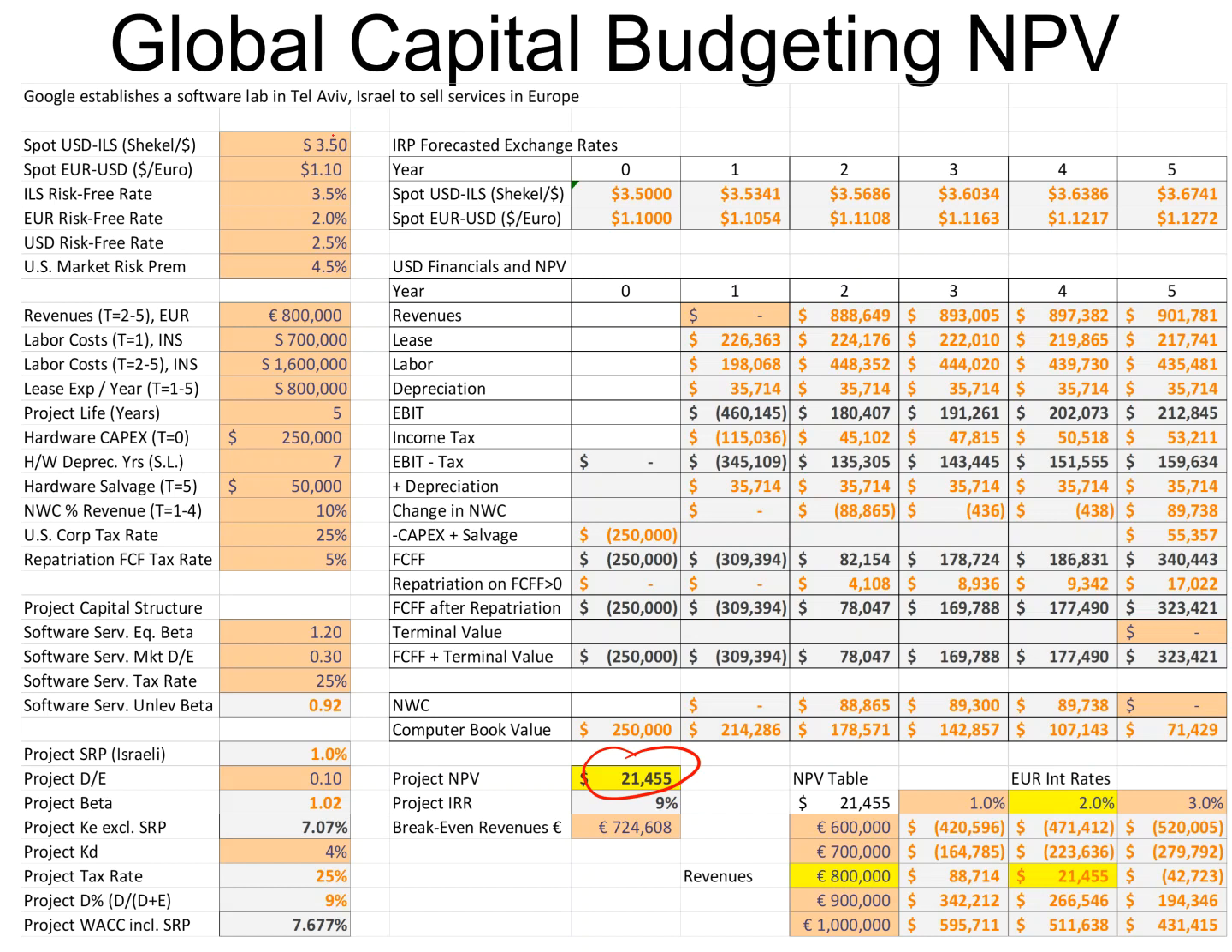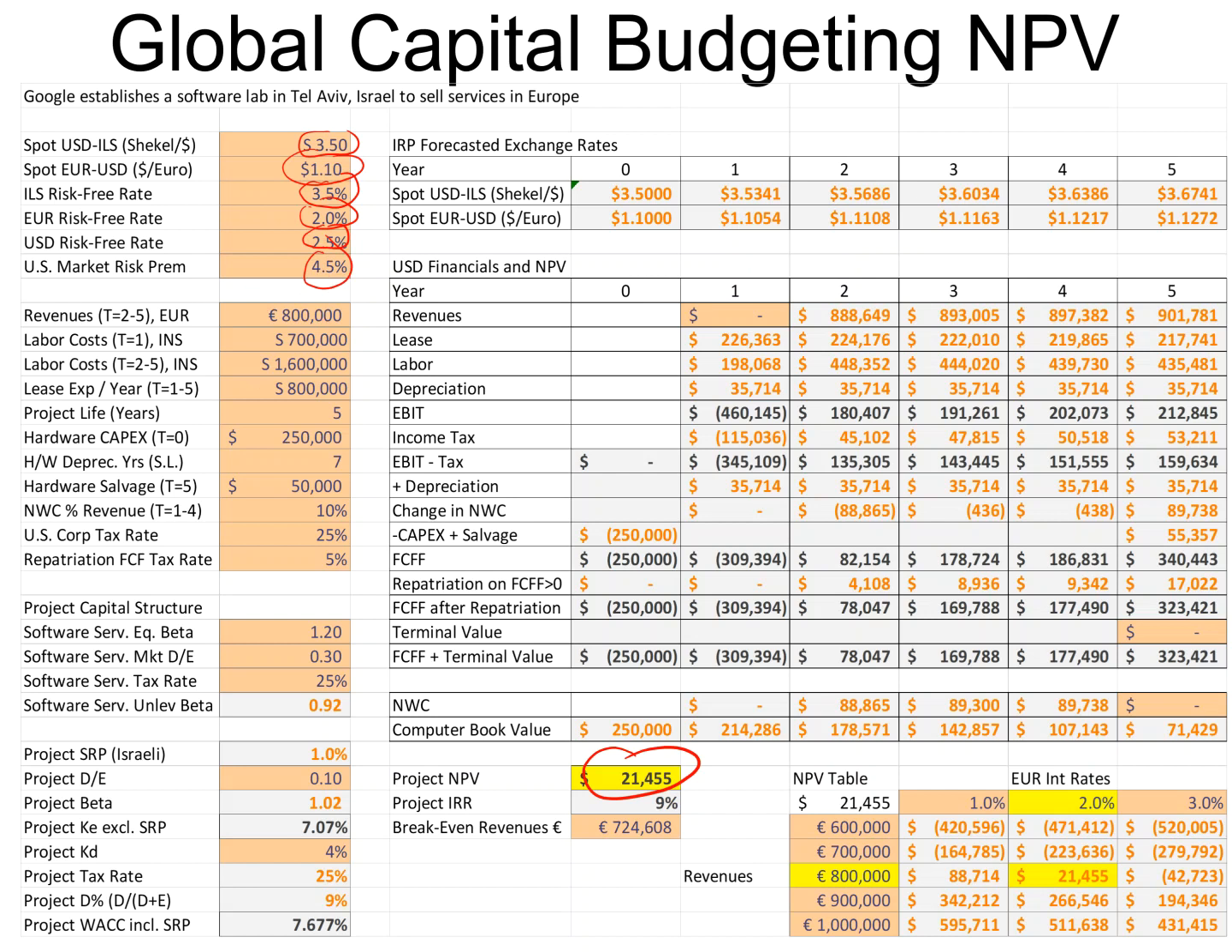The spot price of the shekel is 3.5 shekels per dollar. That's an indirect quote. Spot price of the euro is $1.10. Israeli interest rates are 3.5% per year. Euro is 2% per year. And US is 2.5%. And the market risk premium needed for CAPM is 4.5%.